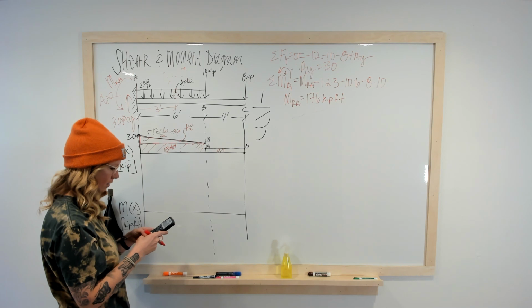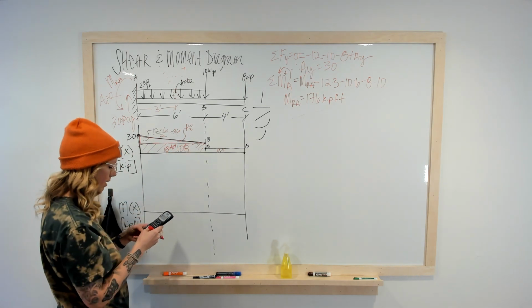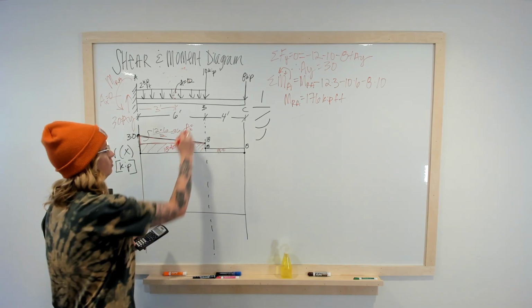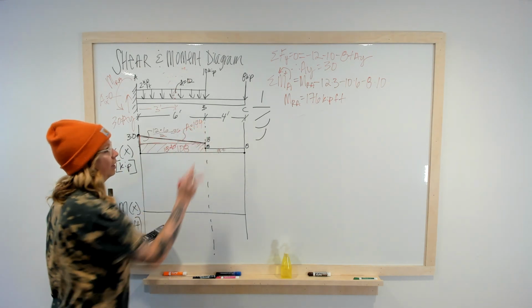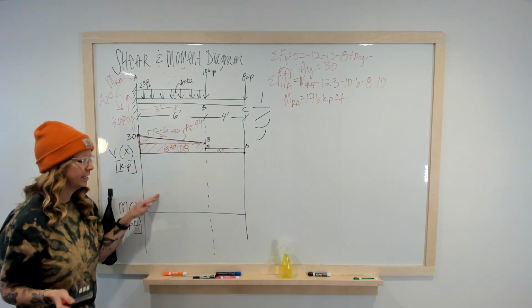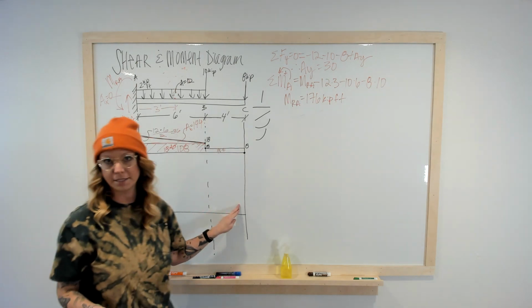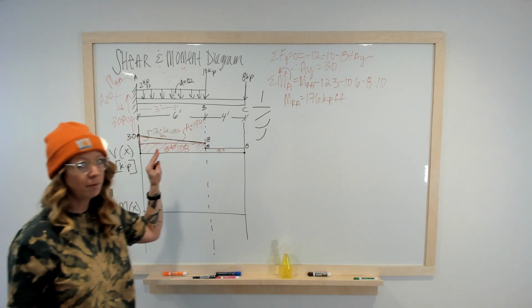18 times 6, 108. So 108 plus 36 is equal to 144. These are the types of mistakes you're going to make on exams. And you're going to see when you get down to that moment diagram, if we would have gotten that wrong, we would not have ended up at 0 at the end.